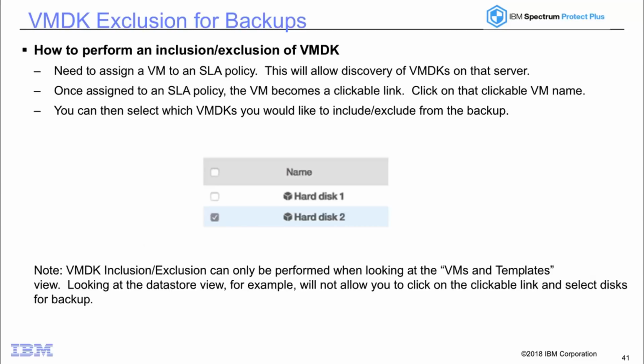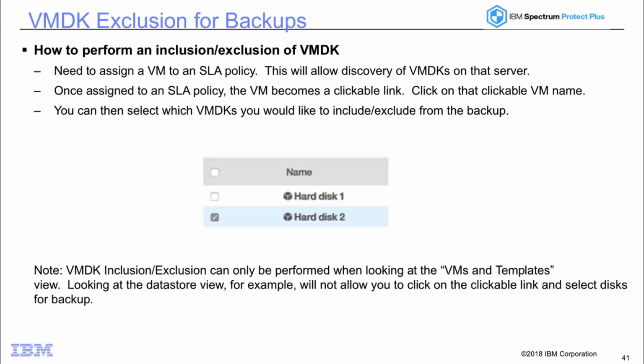We now support exclusion of VM disks from VMware, and the way you do it is you assign a VM to an SLA policy, and once you do that, the VM will become a clickable link, and you can go out there and select which VM disks you would like to include or exclude from the backup during the backup job.